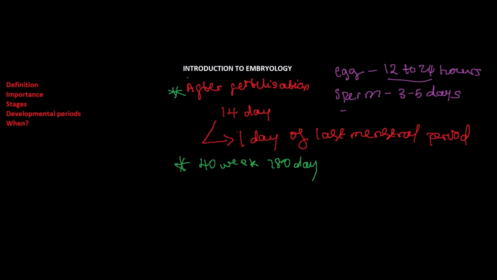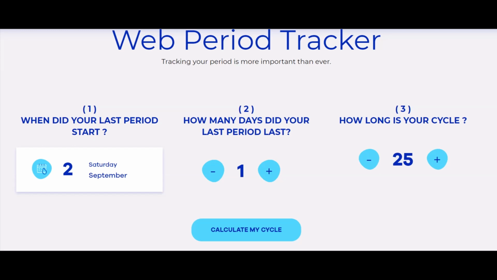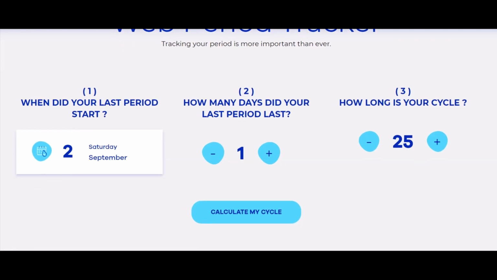Now, why is this so important? This is important because we will build on this knowledge in understanding what is called the fertile window. Okay, what we have here is an online period tracker, and we're going to be using this online period tracker in order to understand the fertile window and why pregnancy due date is calculated the way it is.